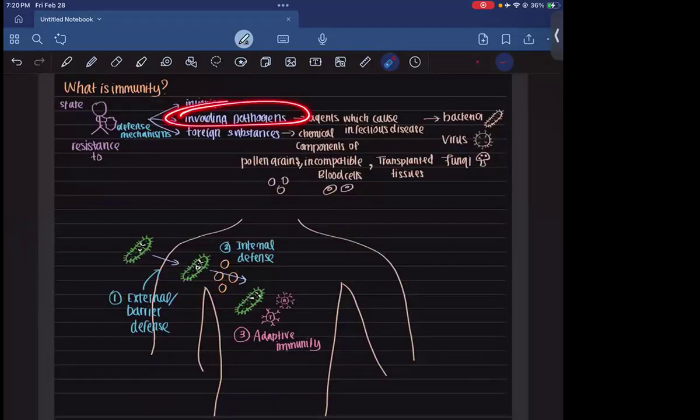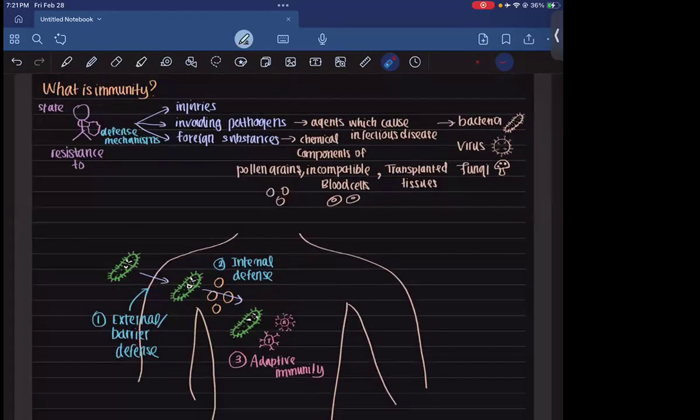So remember, invading pathogens and foreign substances are not the same. Invading pathogens means agents which cause infectious diseases, basically microorganisms, for example bacteria, virus, fungi. Foreign substances are chemical components of certain structures of other organisms. They're not organisms themselves. For example, pollen grains, which you get from plants. Incompatible cells, you derive from other human beings. Transplanted tissue is also derived from another living body. So the chemical components of pollen grains, incompatible cells, and transplanted tissues are considered foreign substances.